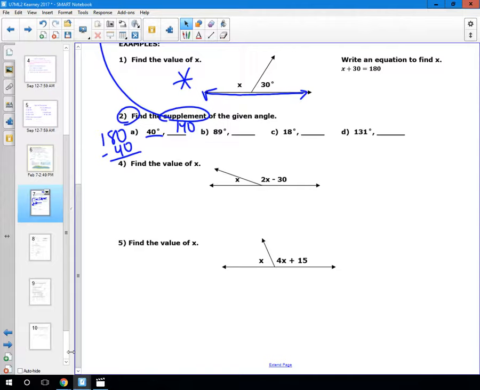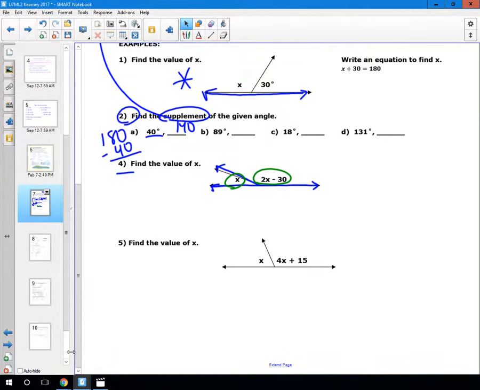So if you look at number 4, it says find the value of x. So we're trying to figure out, what does x equal? Well, looking at the problem, what do you notice that you have? That's right, you have a straight line that has been broken up into two angles. Okay, we've got two angles, so we've got x, we don't know what x is, and we know that the other angle is 2x minus 30.